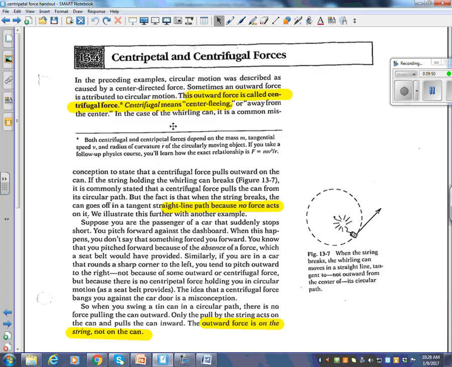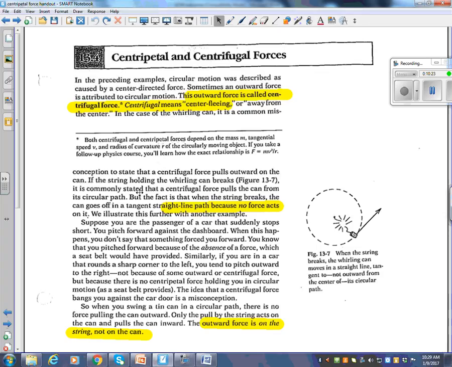In the case of the whirling can, it's a common misconception to state that a centrifugal force pulls outward on the can. Not true, right? Where's the force on the can, the rubber stopper? Which direction? In, towards the center. Centripetal force. Centrifugal force is outward. Which is being forced outward? The string. The string is being pulled outward by the mass of the stopper.